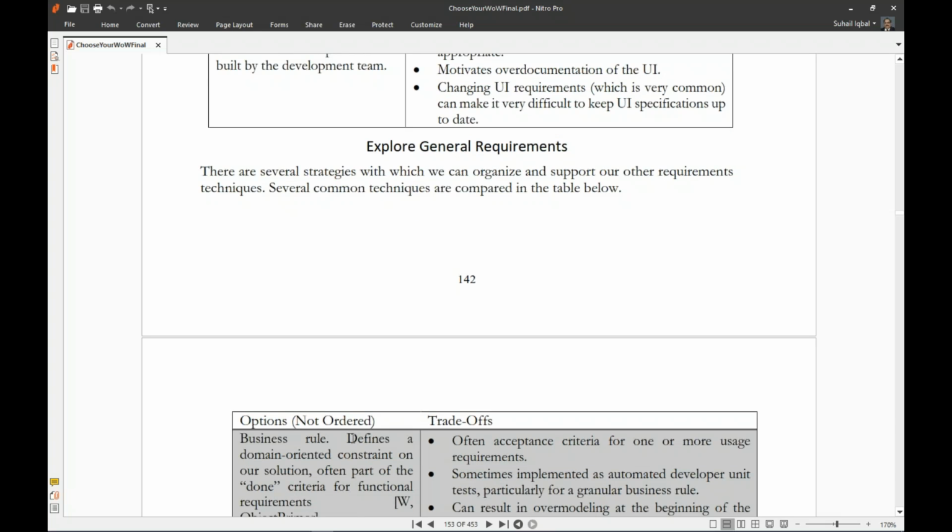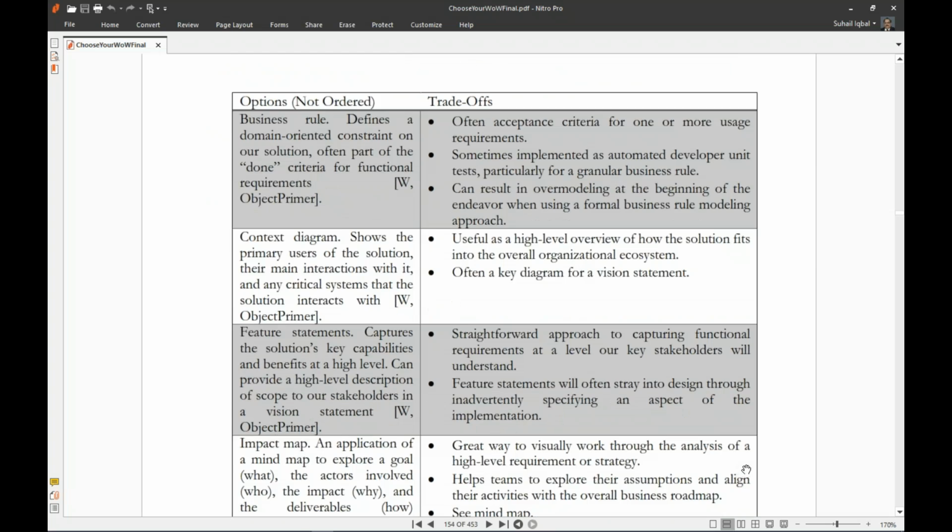Next is explore general requirements. There are several strategies with which we can organize and support our other requirement techniques. Several common techniques are compared in the table below. Let us see. We have got a number of options here. Business rule defines a domain-oriented constraint in our solution, often part of the done criteria for functional requirements. What is the trade-off? Open acceptance criteria for one or more user stories, sometimes implemented as automated developer unit tests.